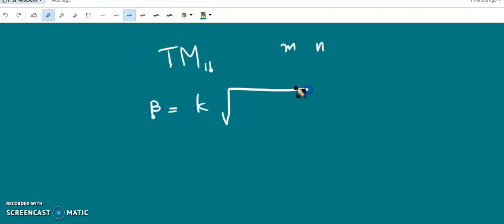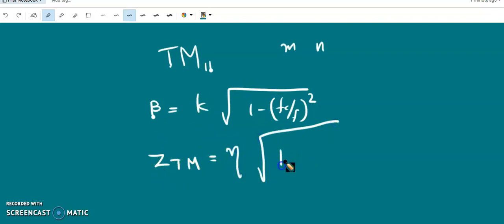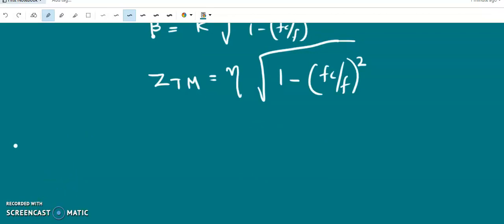k into root of 1 minus (fc by f) whole square. The same value of phase constant we have derived for a general waveguide. So the expression for beta and the wave impedance ZTM are the same as that of the general waveguide. So we can apply those expressions for phase constant and wave impedance for a general waveguide in the case of a rectangular waveguide, also for TM mode, propagating TM mode, where the frequency is greater than the cutoff frequency. Now we discuss the TE modes in rectangular waveguides.